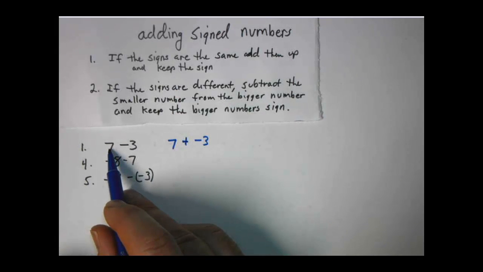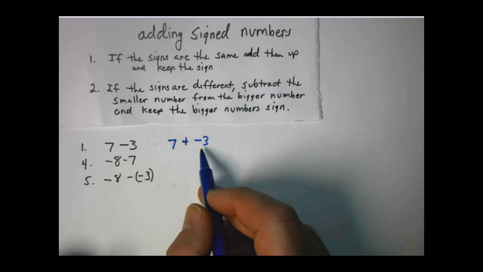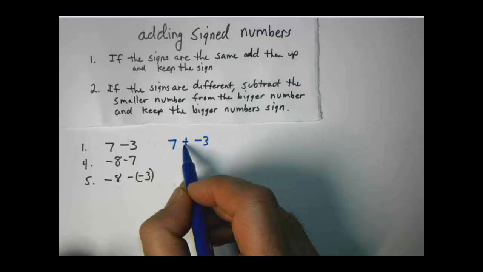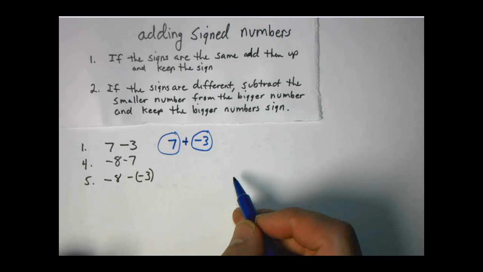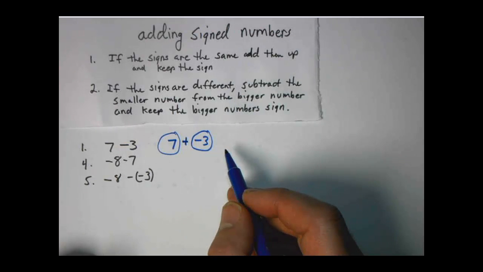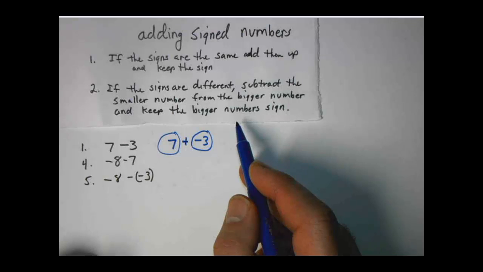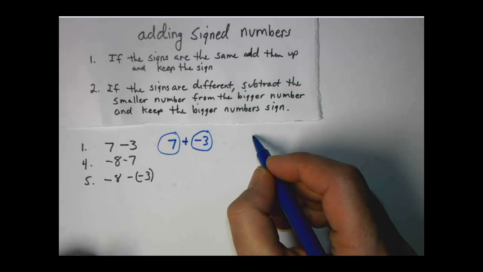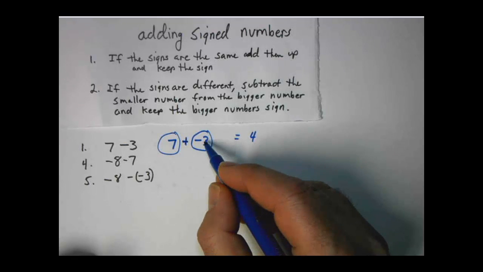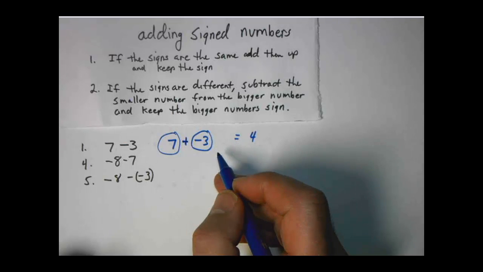Instead of saying 7 take away 3, we say 7 plus minus 3. Well, once we do that and we put this addition symbol in here, we have a 7 and we have a minus 3. Then we can go back up here to our rules. Signs are different. Subtract the smaller one from the larger one, and keep the bigger one's sign. So 3 from 7 is 4, and it's going to be positive. So like it's, again, the money, 7 take away 3.